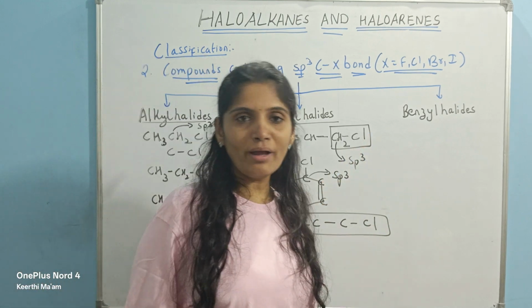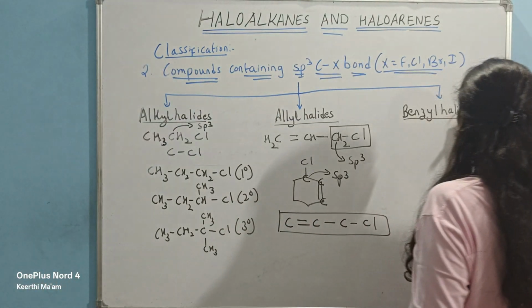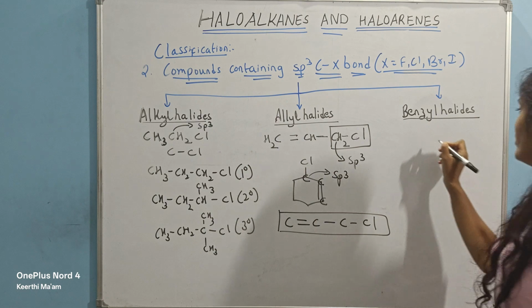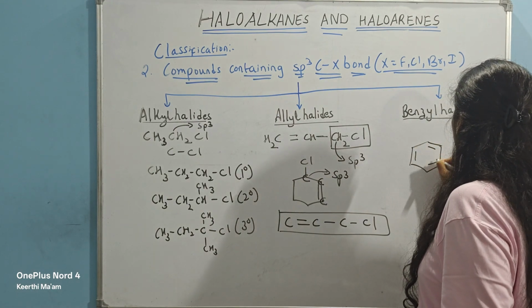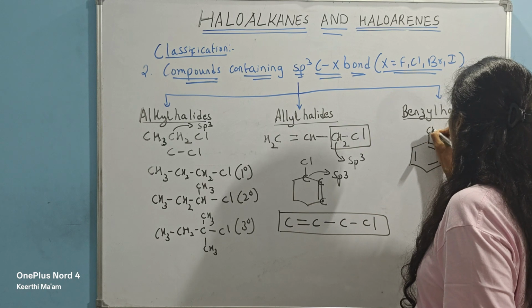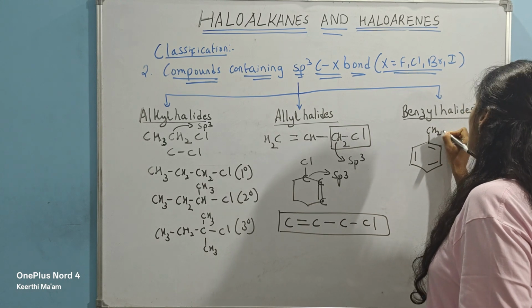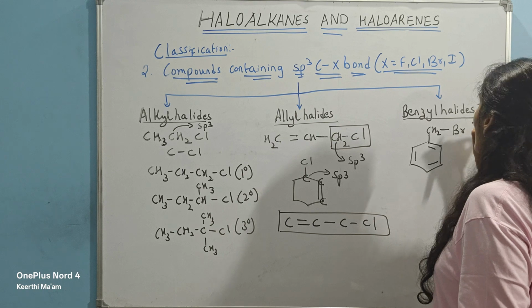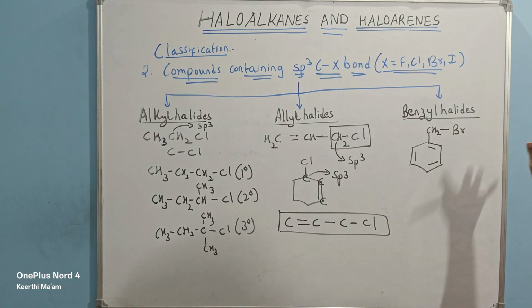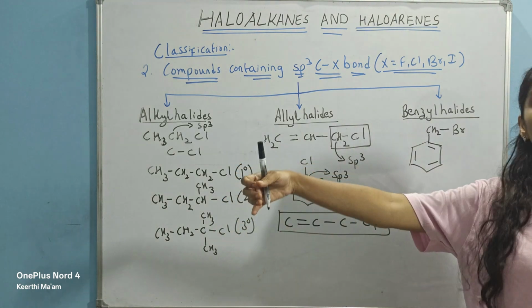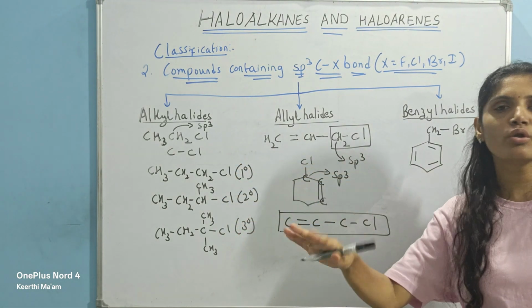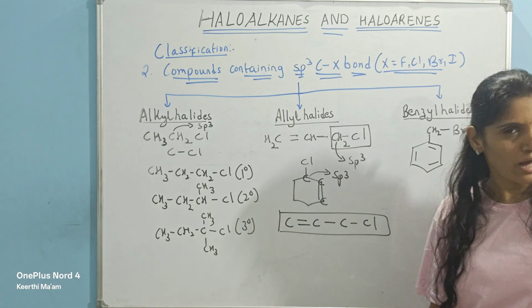Now let me come to my benzyl halides. What do you mean by benzyl? Okay, so this is my benzene ring. On this benzene ring, I have my CH2 group, and to this CH2 group, I have a halogen attached. The halogen can be anything. I am just taking chlorine as an example here, but you can take any halogen: fluorine, chlorine, bromine, iodine. I just took one of the halogens.